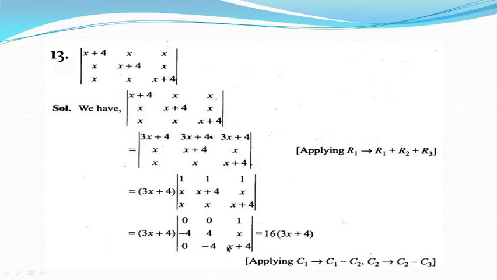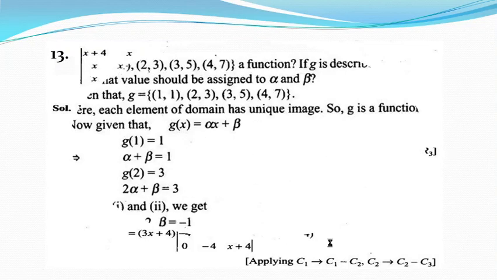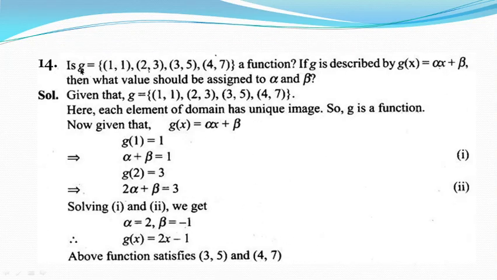After that, what we can do? We are applying C1 changes to C1 minus C2 and C2 changes to C2 minus C3, and then we will get zeros here and then we can expand it along the first row or first column and the answer is 16 into 3x plus 4.